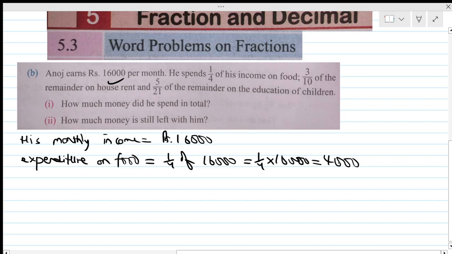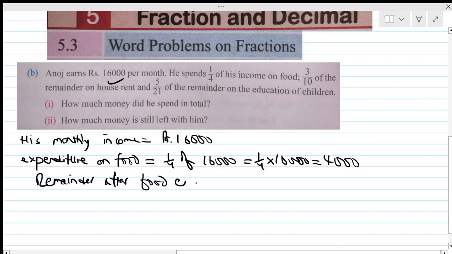So balancing after expenditure on food, the remainder after food expense.